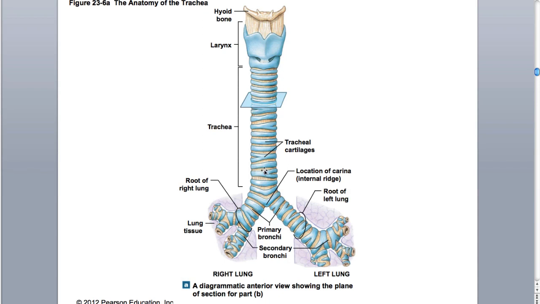You see the tracheal cartilages mentioned earlier, and you see this term right here called the carina, which is just at this tip right here. So right at that branching, you have this piece right here called the carina. Next slide.